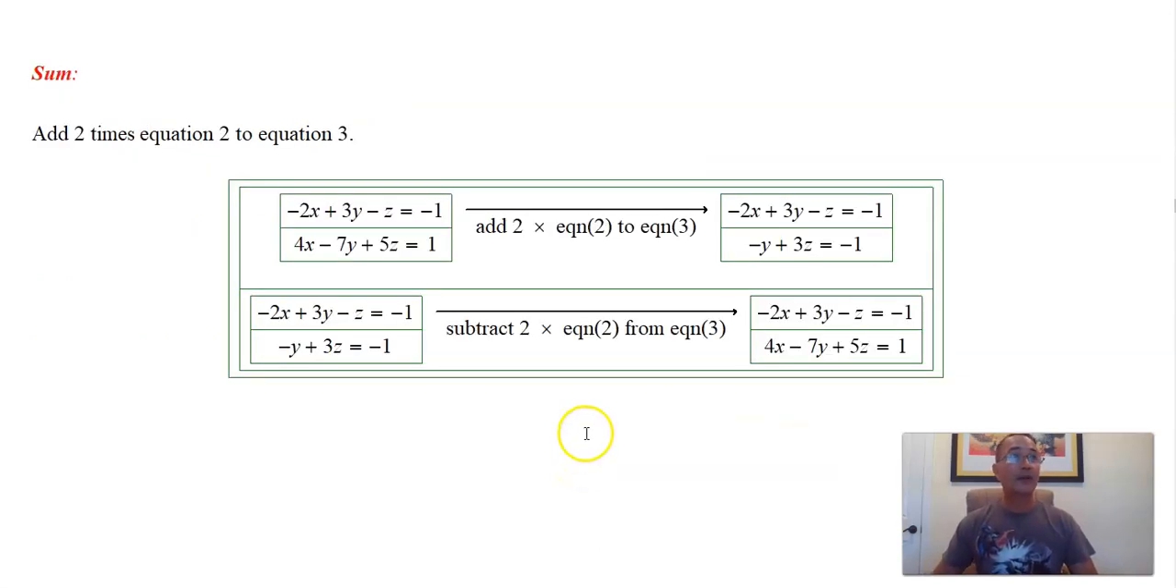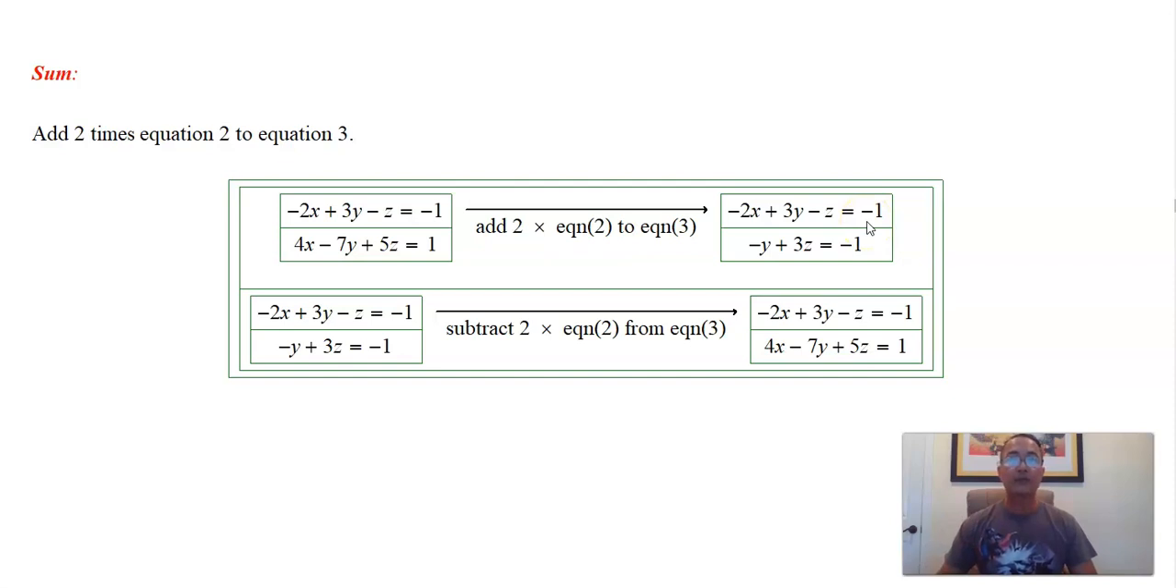So now how about a sum? Let's add twice the second equation to the third equation. So we'll get minus 4x plus 4x, no x. 6y minus 7y gives you negative y. And negative 2z plus 5z gives you plus 3z. On the right side, we have negative 2 plus 1, which gives you negative 1. So this is our new third equation. The second equation does not change.